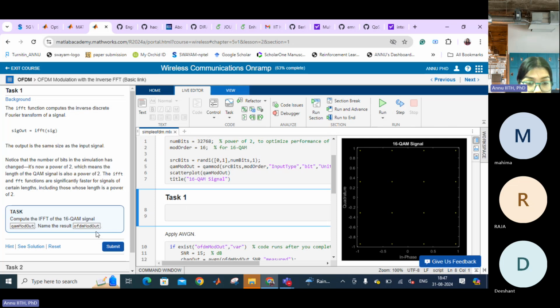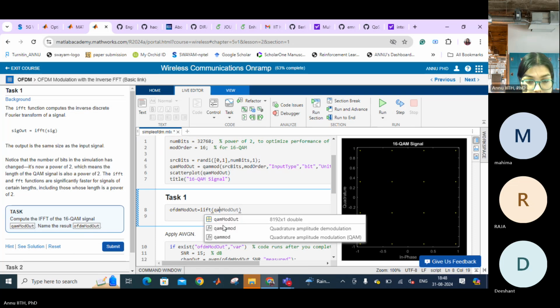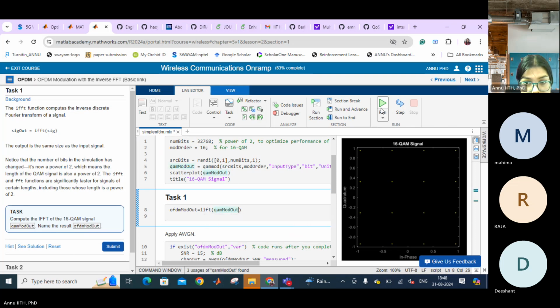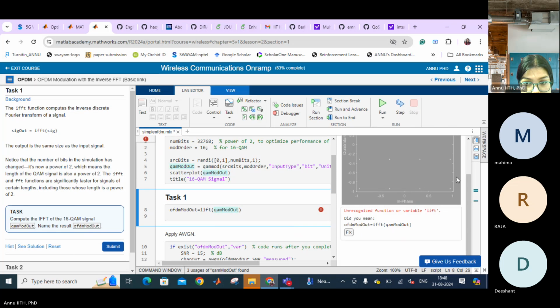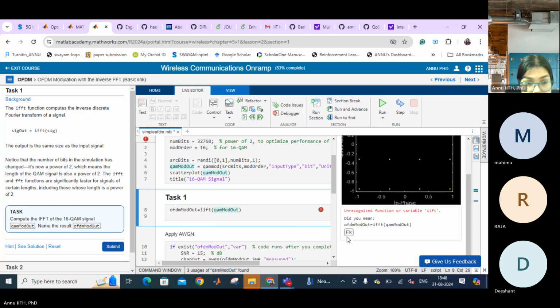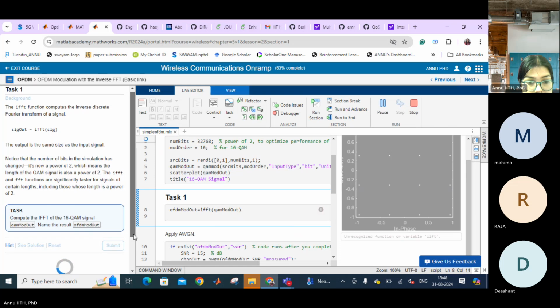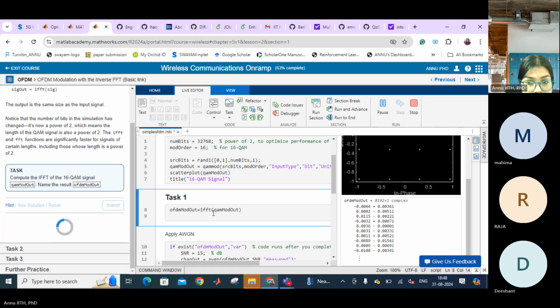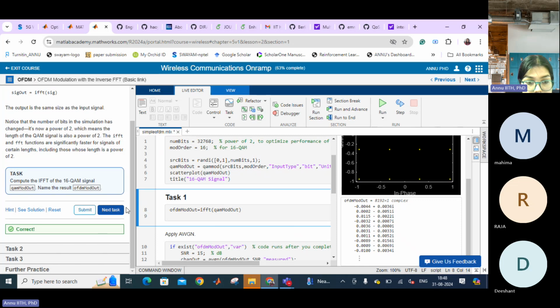So, let's say after modulation, we'll do IFFT. So, yeah, this is after modulation.